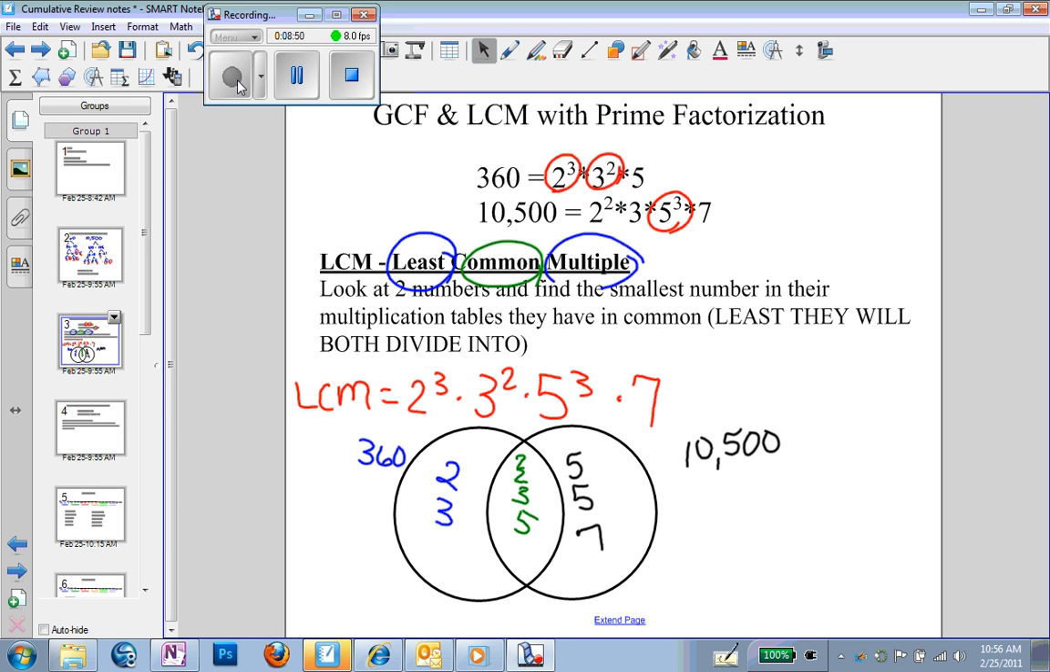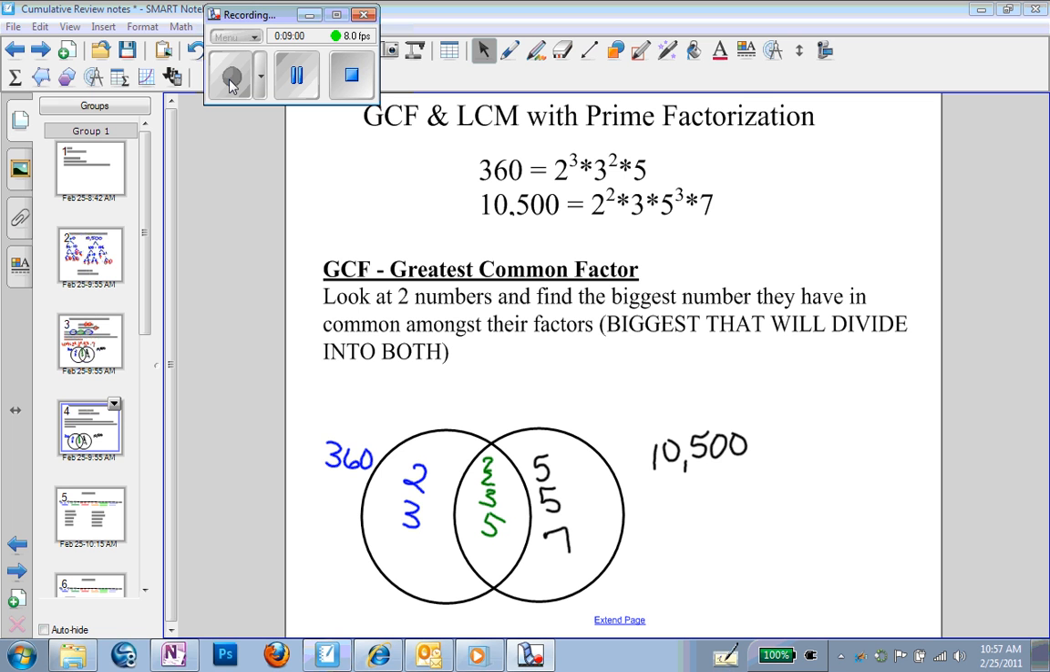Now we're going to use the same diagram for finding the GCF. So, for the GCF, we multiply all the numbers in the middle. So let's talk about the GCF. The GCF is the greatest common factor. So it's where you look at 2 numbers and find the biggest number they have in common amongst their factors. So again, let's take the 2 cubed and the 2 squared from our different numbers here. And 2 cubed is 8 and 2 squared is 4. Well, if we're talking about factors, we're talking about numbers that will go into either one.